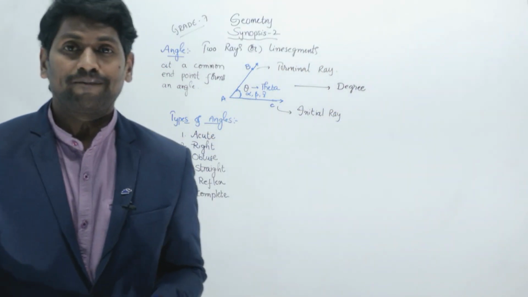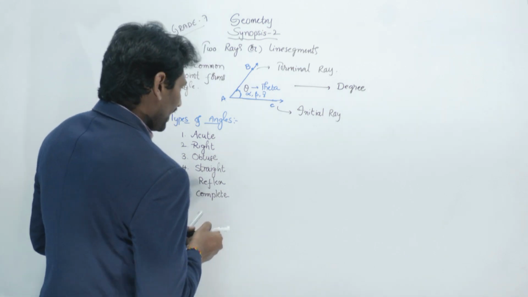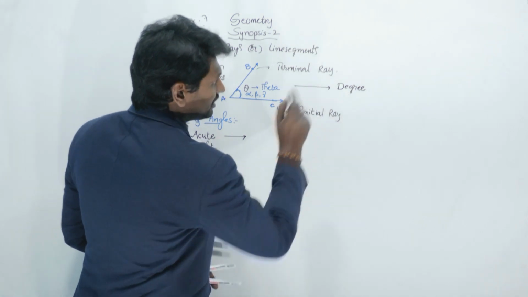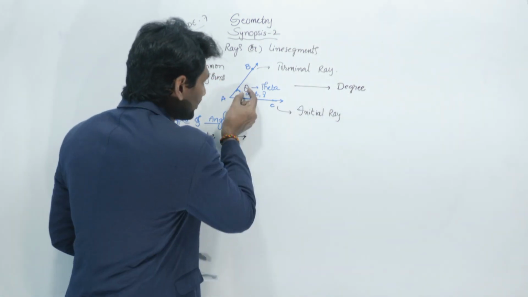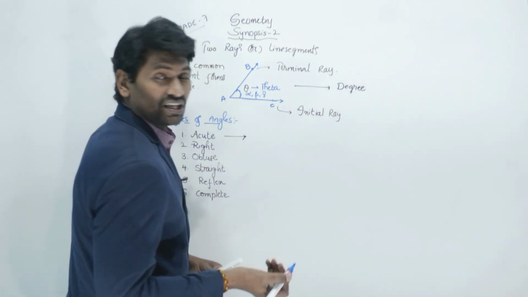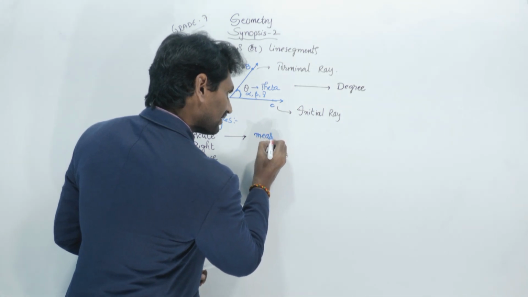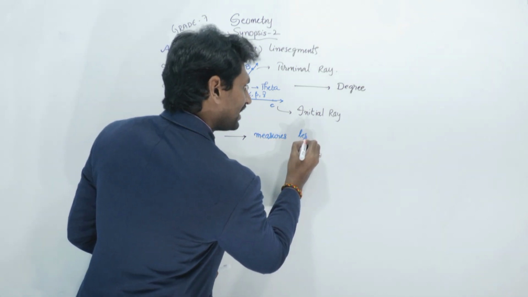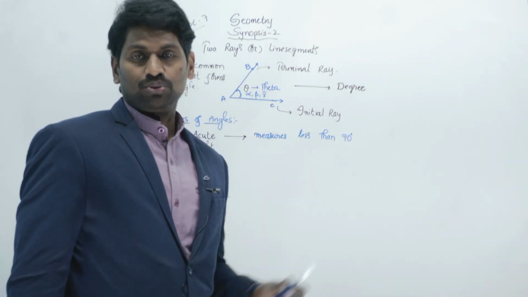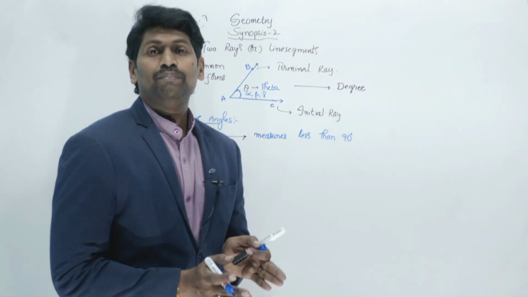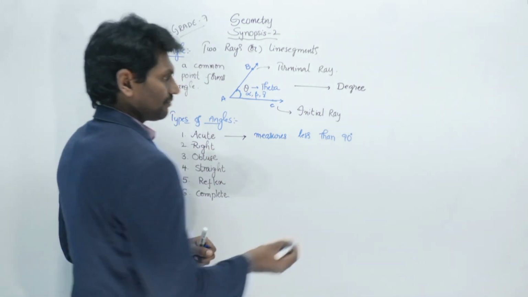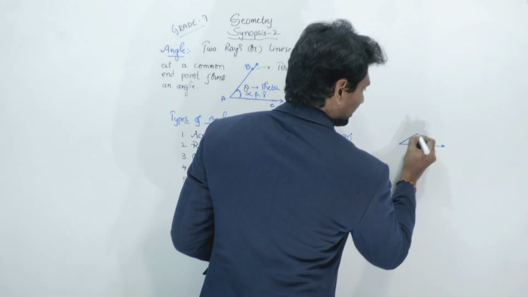What is an acute angle? An acute angle is an angle whose measurement is less than 90 degrees and more than 0. I told you that the measure of an angle is denoted with degrees and the symbol is theta. So simply, an angle between 0 and 90 degrees is called an acute angle.